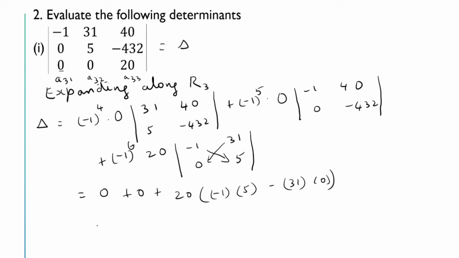So this is equal to 20 into minus 5 minus 0, or this is equal to minus 100. So the value of the given determinant is equal to minus 100. So we have to see along which row or column there are maximum zeros, and we can expand along that row or column so that our calculation becomes easy.